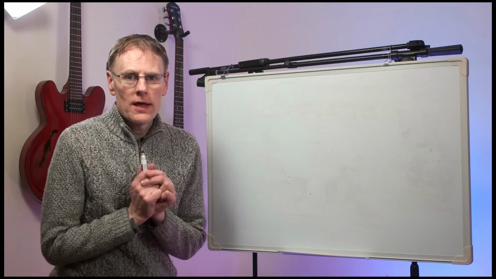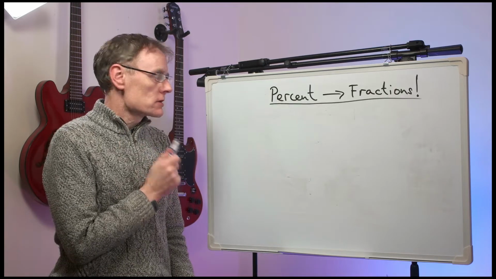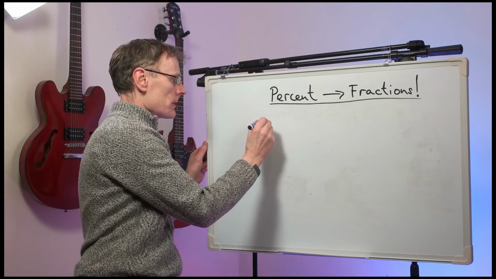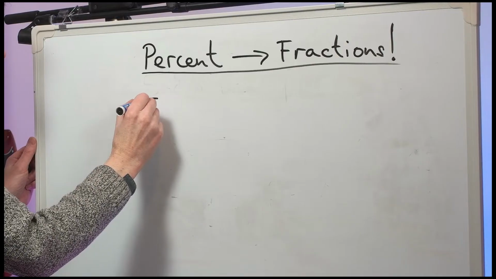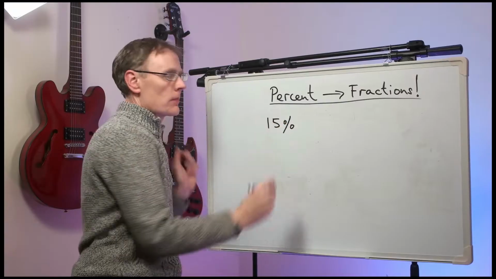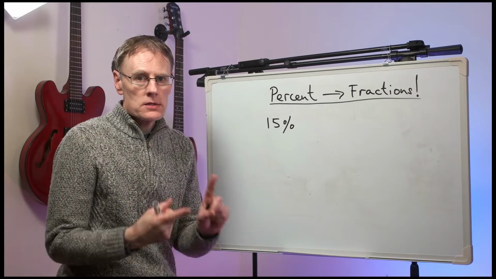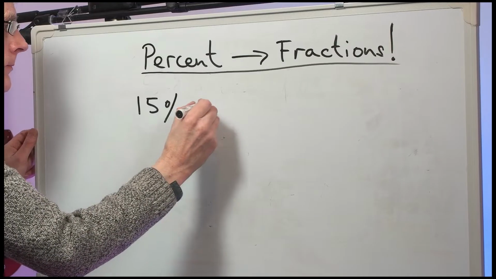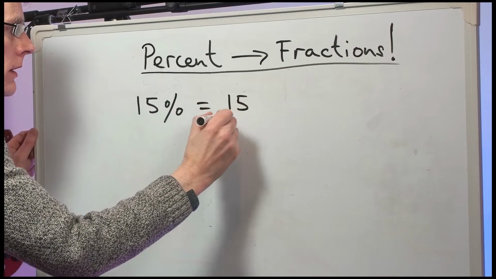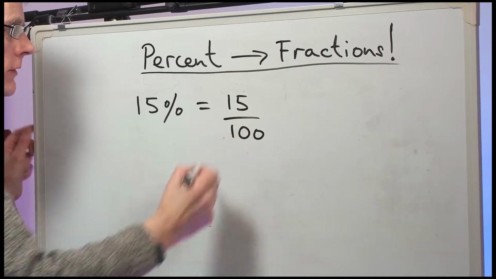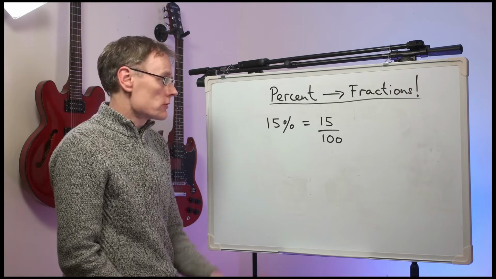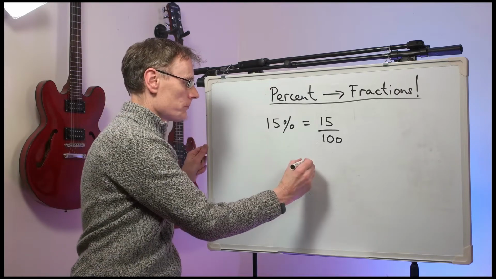Right, now we're going to learn how to change percentages to fractions. So let's take something like 15%. Percent means something out of 100. So 15% is 15 out of 100, 15 hundredths. That's a fraction. So we need to reduce that to its lowest terms.